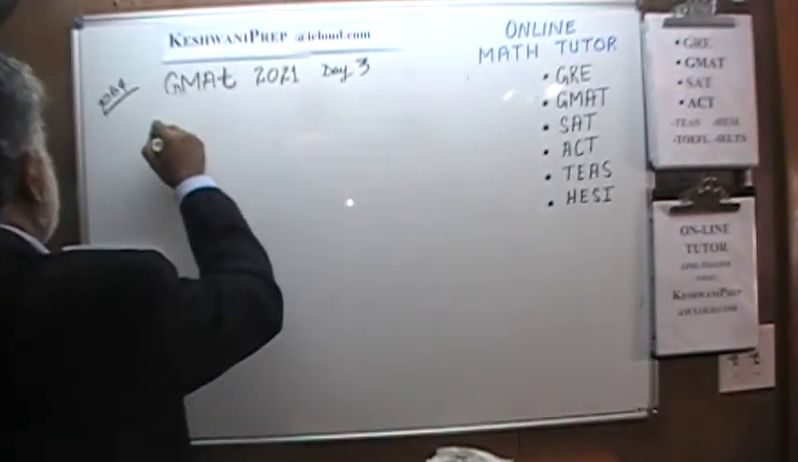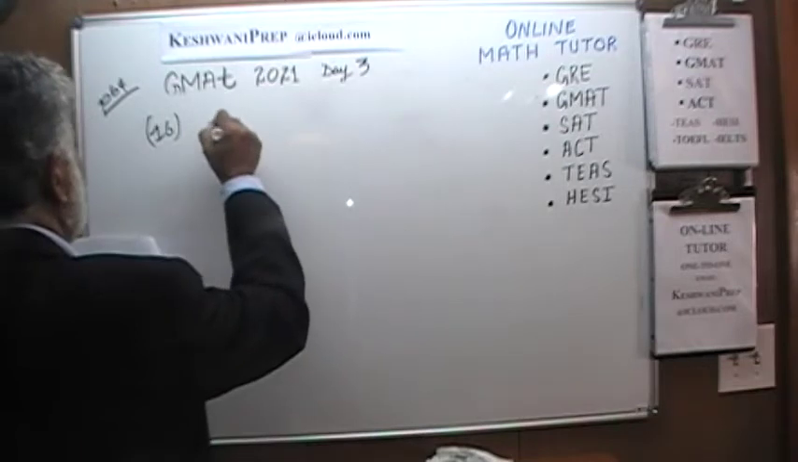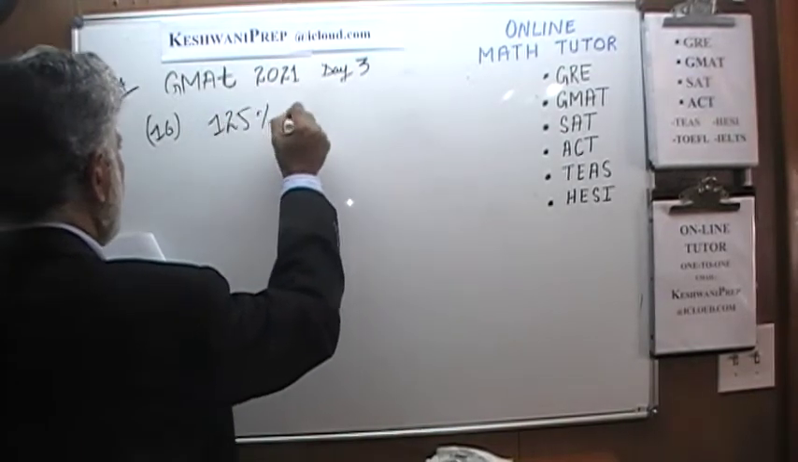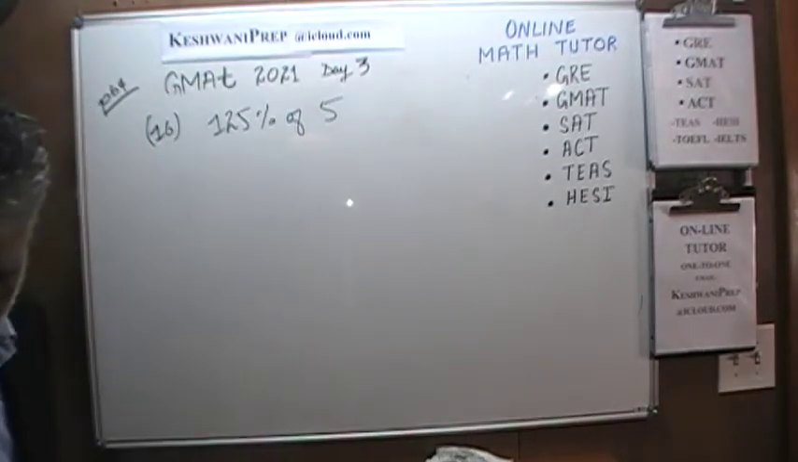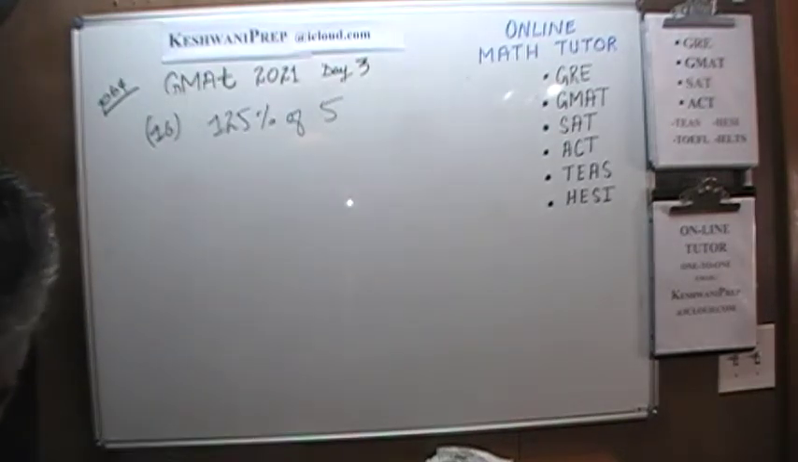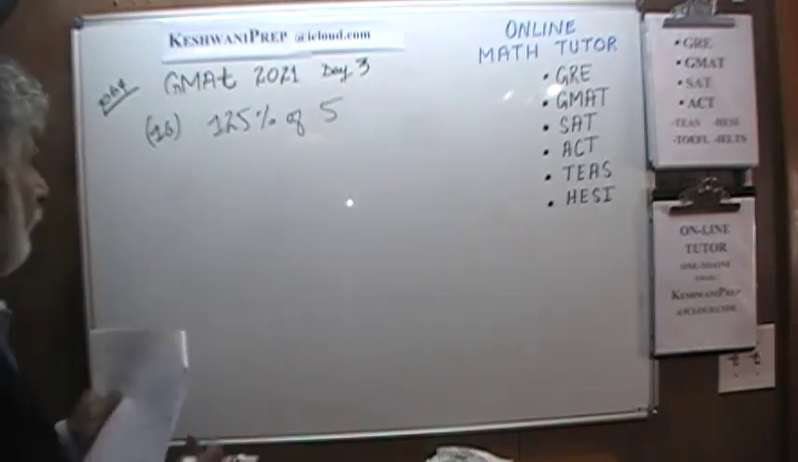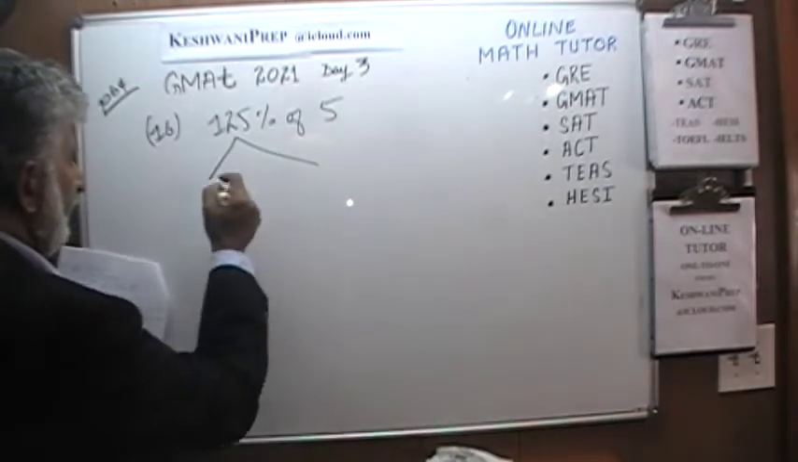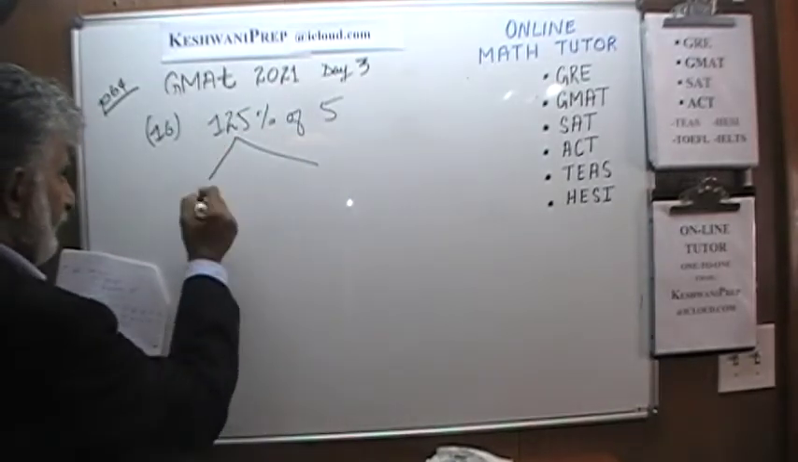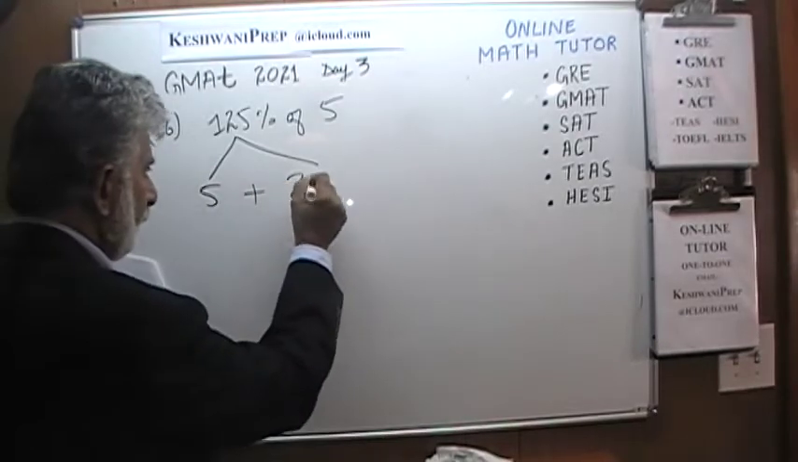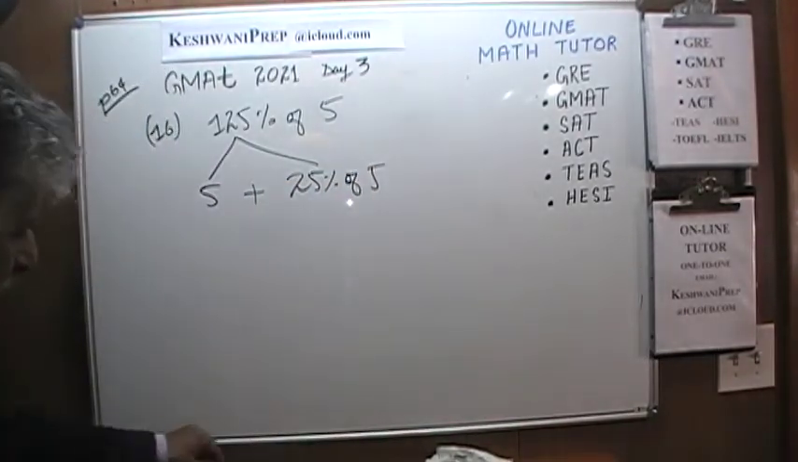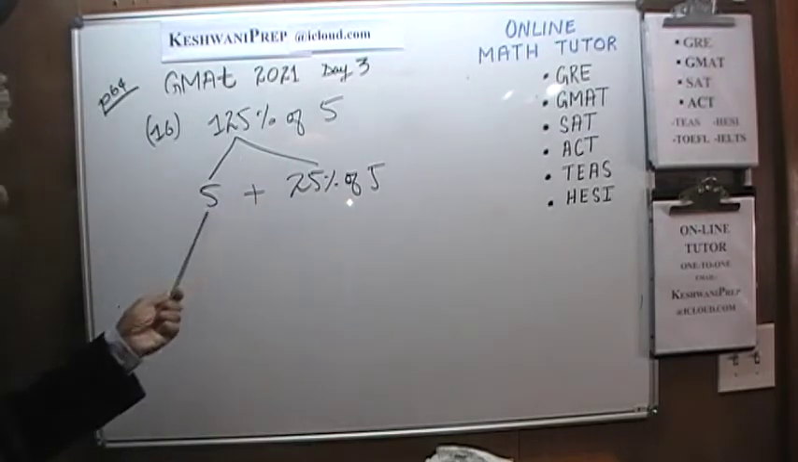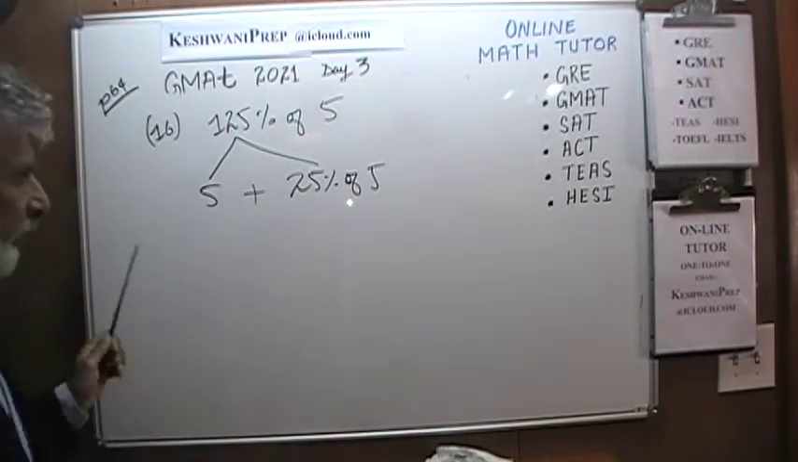Next one, number 16. Number 16 says, what is 125% of 5? Well, 125% is the same as 100% of 5, which is 5, plus 25% of 5. Isn't it? 5 is 100% of 5, and we need another 25%.